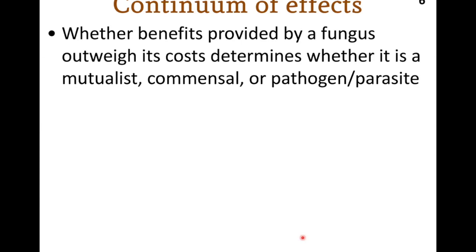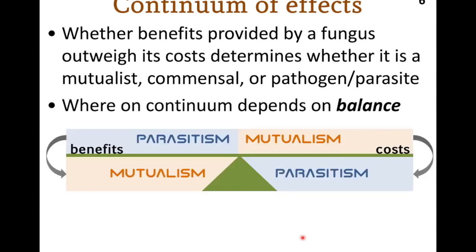And so where on the continuum between pathogenicity on one side and mutualism on the other a fungus falls depends on the balance of benefits it provides versus the costs that it imposes. We can think about this balance as being like a seesaw, as is shown here. If the seesaw is perfectly balanced, as is shown in the diagram here, then we can think of this as a commensal relationship. It neither benefits nor disadvantages the host grass.